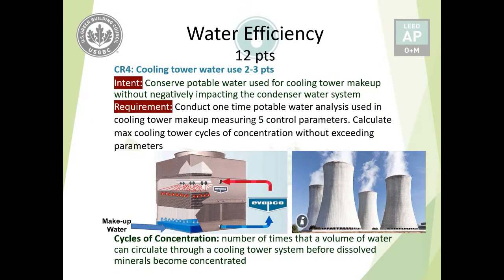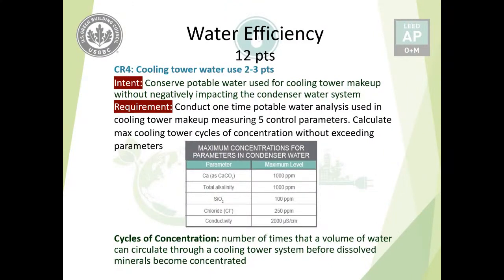In the figure below, you can see how a cooling tower looks on the right. I'm sure you have seen it. And this is the technical diagram on the left, where you have the entry of hot water. It is being thrown from a height and collected down, and the cold water is then used inside the building. But in the process, water is being evaporated outside, and then makeup water is used to cover that loss. These are the maximum concentrations for the 5 parameters that we set: calcium as calcium carbonate, total alkalinity, silicon dioxide, chloride, and conductivity. The maximum levels are shown in front of each parameter. Cycles are the number of times a volume of water can circulate throughout the cooling tower system before the minerals become so concentrated that they start hurting the system. When this situation comes, we have to change the water.